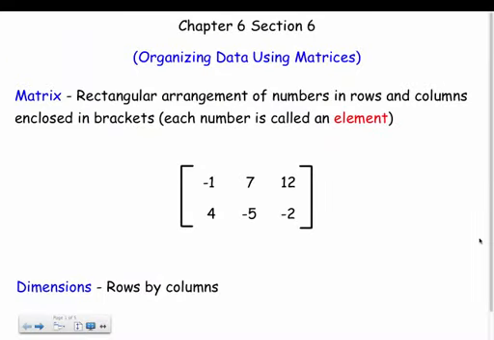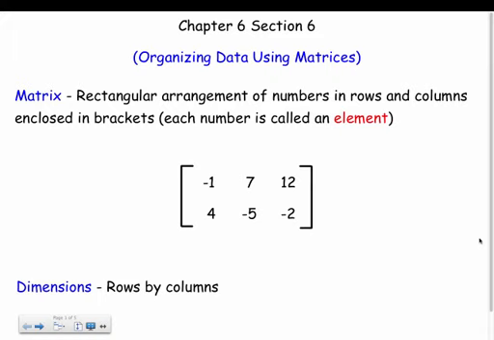Terms of equations so far, and we're actually going to get into that using matrices. But first things first, we've got to figure out what a matrix is right away before we can actually solve a system using one of our matrices. So first of all, a matrix, we've got to figure out what it is. It's a rectangular arrangement of numbers in rows and columns, which are enclosed in brackets. Okay, and each number is called an element.